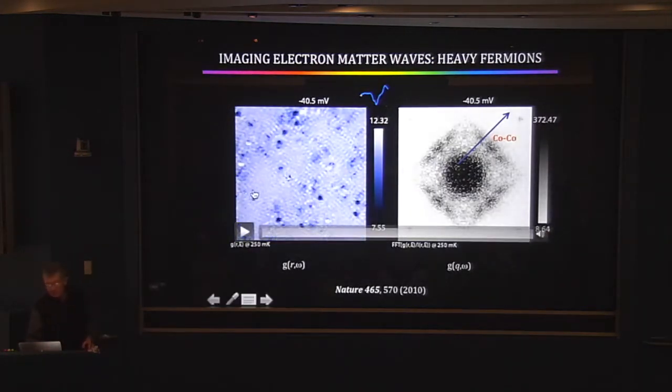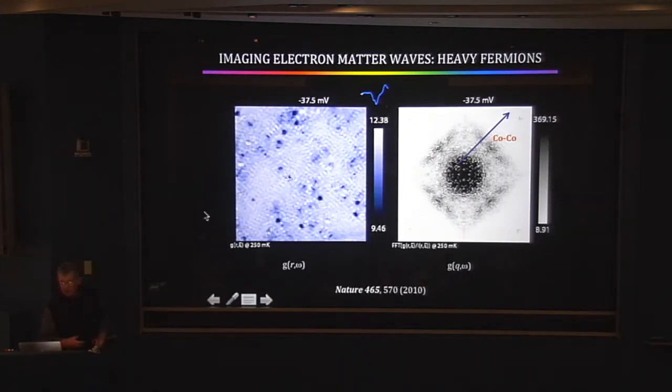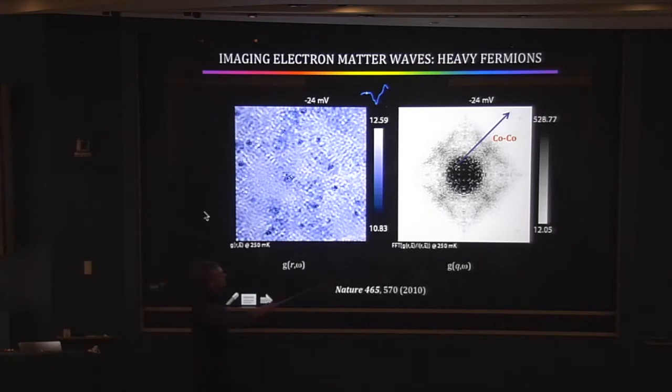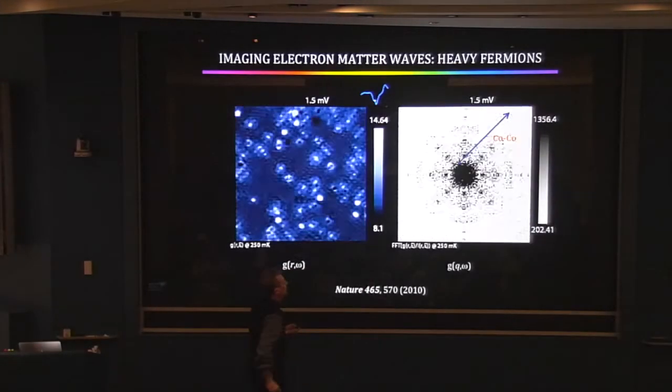Here's these heavy fermion compounds. People had been predicting the wave properties of these compounds since the 1970s. No one had even known whether the theoretical predictions are correct. These were the first movies of a heavy fermion wave function. You see the waves on the left-hand side. You see the Fourier transform on the right-hand side. It's very nicely symmetric. It gives us all the information we need. Okay, so this is a very powerful technique.